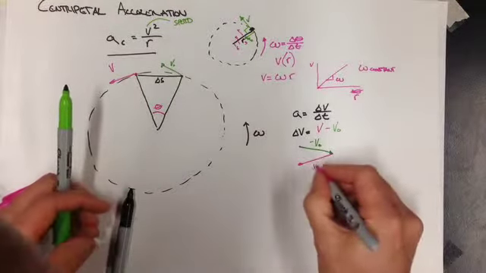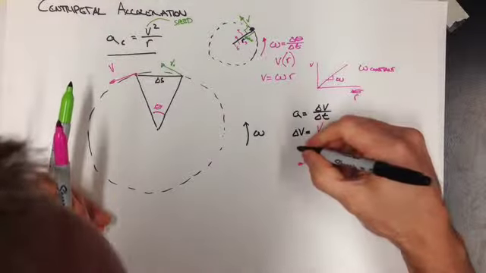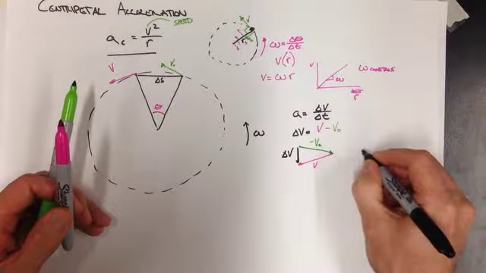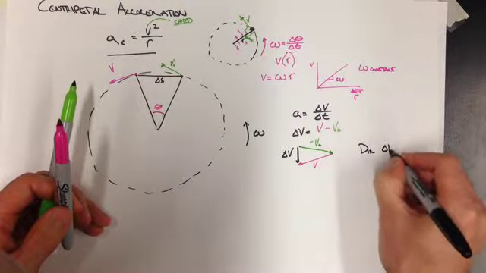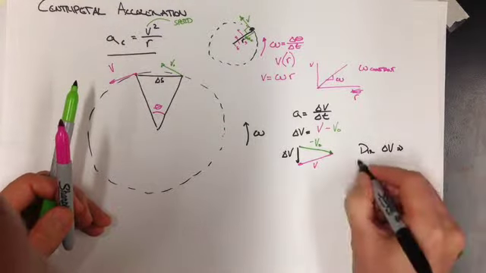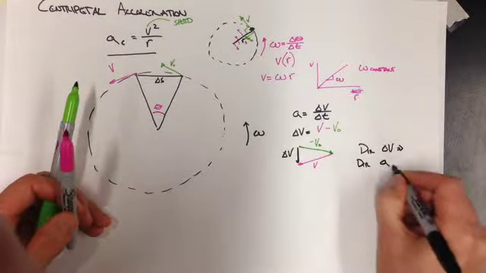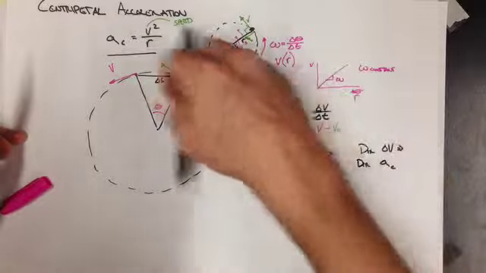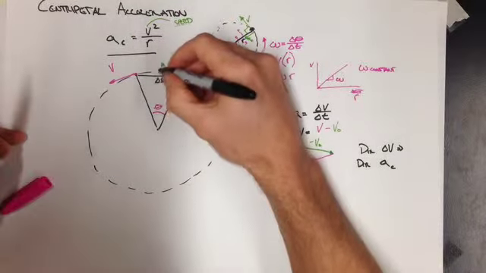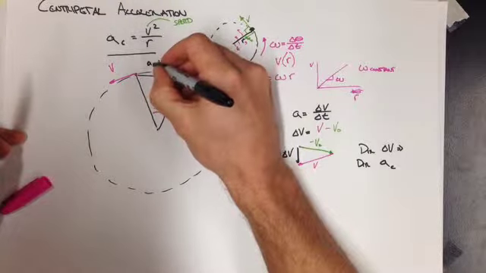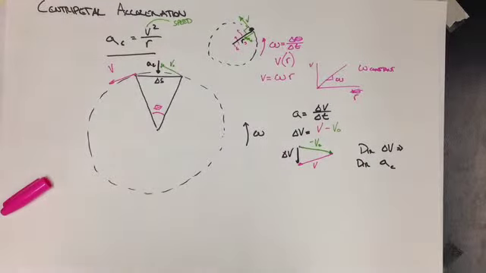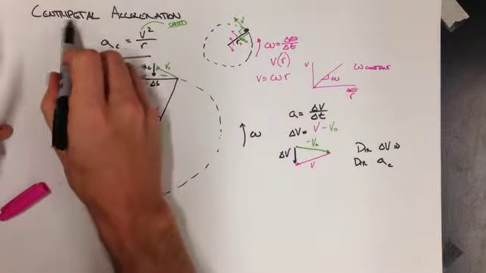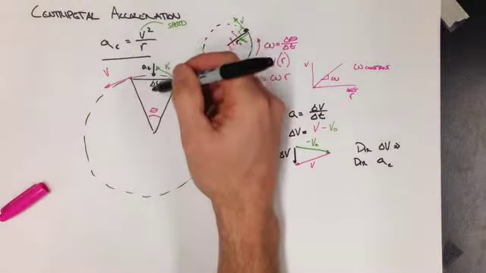This is my v final. And so then my change in velocity ends up being right here. And the direction of the change in velocity is going to be in the same direction as the acceleration, my centripetal acceleration. So if I actually then transfer this over to my circle, my acceleration ends up being in that direction, towards the center. And that's what centripetal means. Center, petal is seeking, so it's center seeking. Acceleration is center seeking.